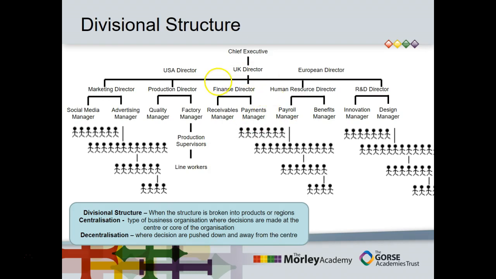The divisional structure could be split into regions, as I've split it into here. So we have a USA, a UK and a European director, and so we break our organisation into regions. Divisional structures haven't come up in the exam before.